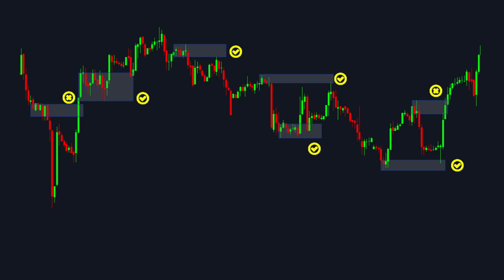The cons. If you can successfully execute this strategy, there aren't many cons here. The only thing to really be aware of is that this method isn't a stand-alone trading plan in itself. Supply and demand trading should be incorporated as part of your larger, more comprehensive market strategy.